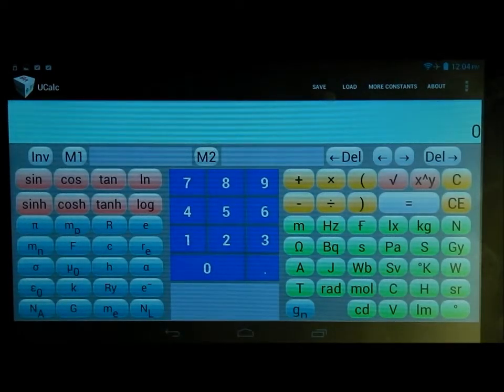I'm going to show you how this calculator works. It's a scientific calculator with a difference. It can calculate with units as well as with numbers. You can see that the number of buttons is somewhat larger.